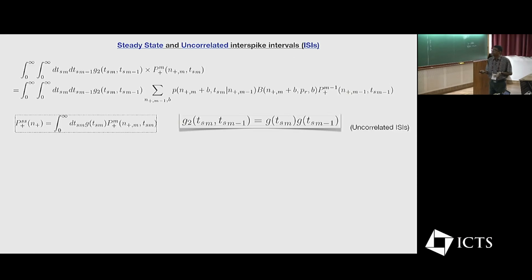So in order to proceed, we had this equation. So now you can use the statistics of these time intervals.